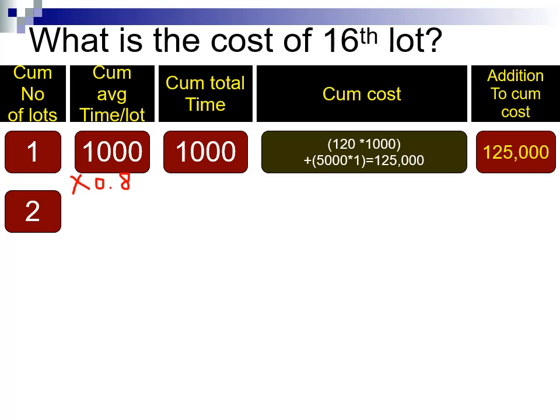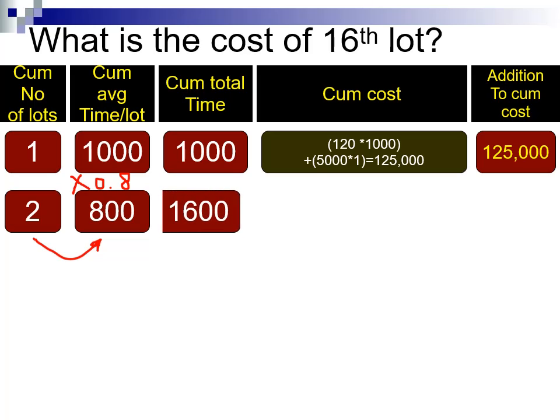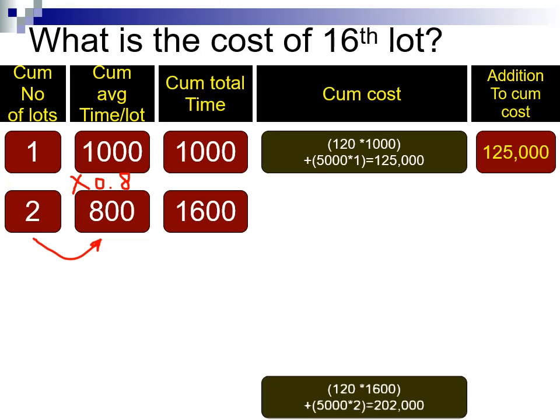For the first doubling, when 2 lots are produced, the cumulative average time per lot is 1,000 multiplied by 0.8. So the result is 800 hours. Multiplying cumulative number of lots by cumulative average time per lot, which is 2 multiplied by 800, will result in 1,600 labor hours as cumulative total time. Since we have the total labor hours, which is 1,600, and we calculated earlier the labor hour cost as 120 Saudi Riyal, the cumulative cost will equal 120 multiplied by 1,600.